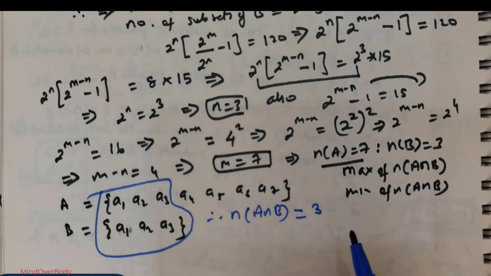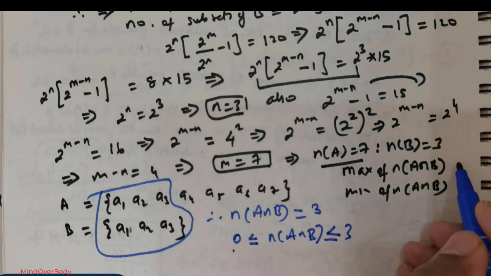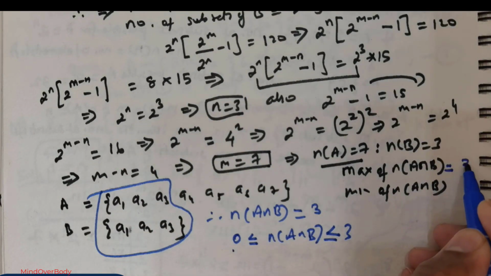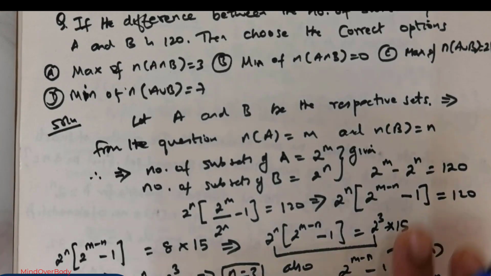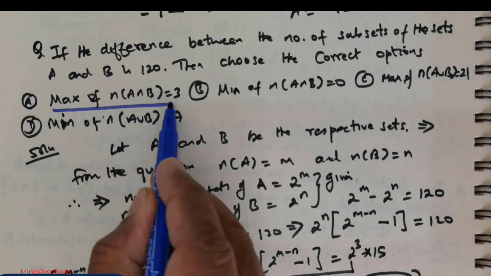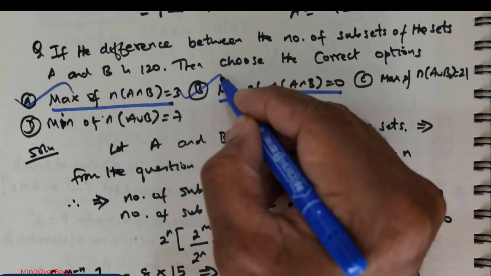So in other words, it can have an intersection. If it has an intersection, the maximum is 3. It need not have an intersection. If it doesn't have an intersection, its minimum value would be 0. So the value is going to be 0 less than or equal to n of A intersecting B less than or equal to 3. So this is the minimum, this is the maximum. So I can clearly write that down here. The maximum is 3, the minimum is 0. Okay, so go up to the choices. What are the choices? The maximum is 3, that's fine. The minimum is 0. This is also correct. So this is the right choice, this is the right choice.